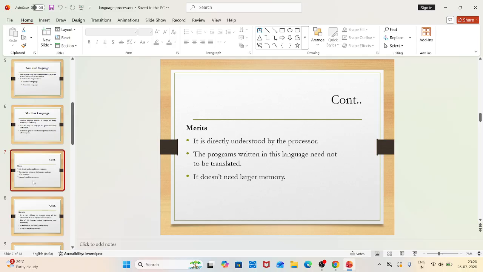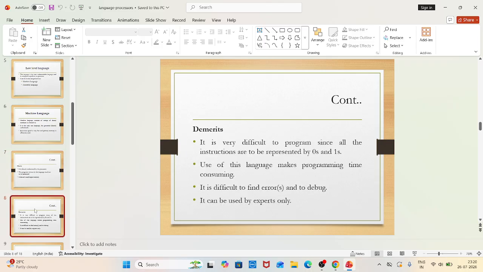Advantages. It is directly understood by the processor. The programs written in this language need not be translated. It does not need larger memory.